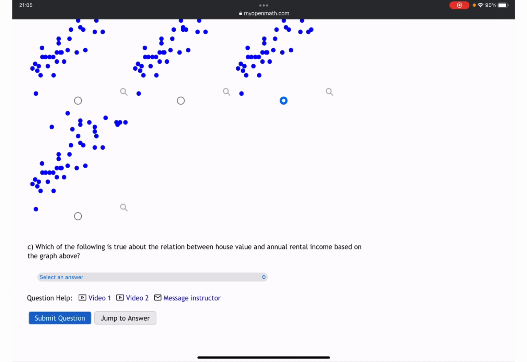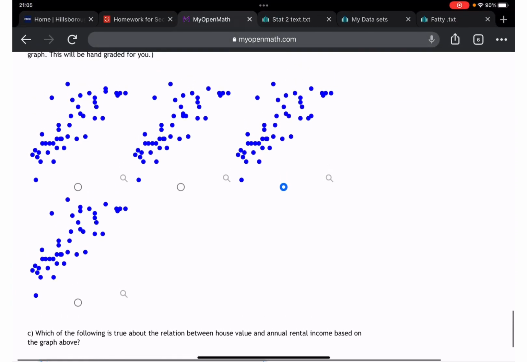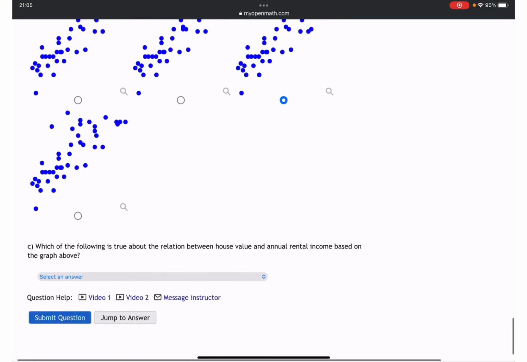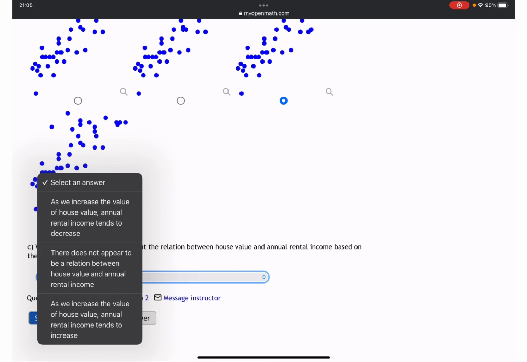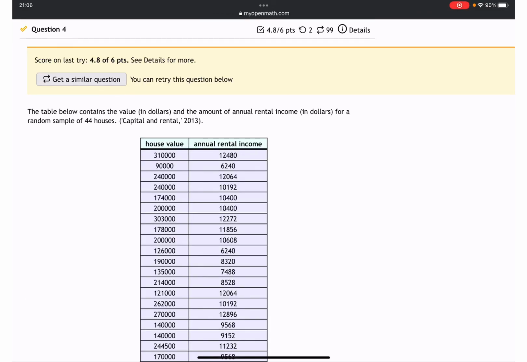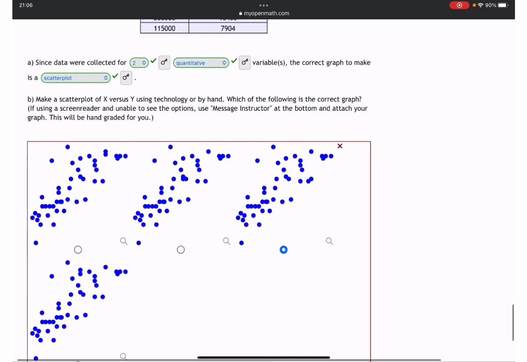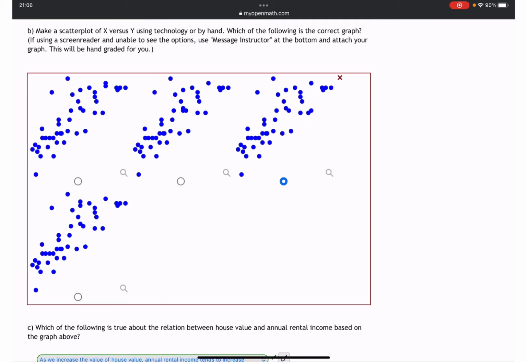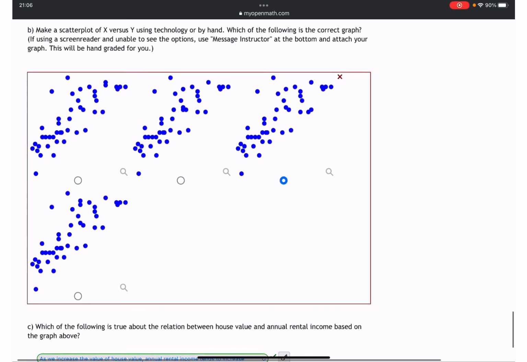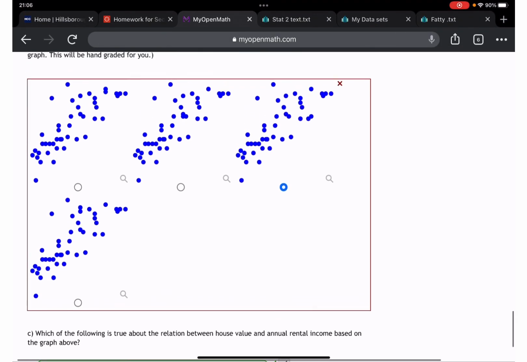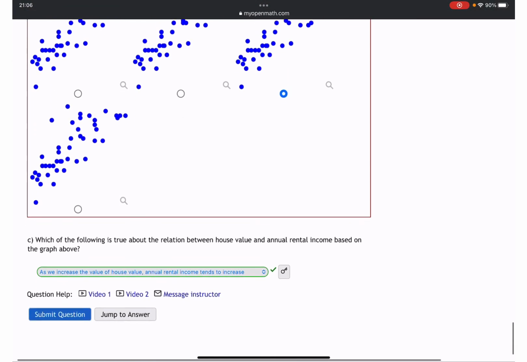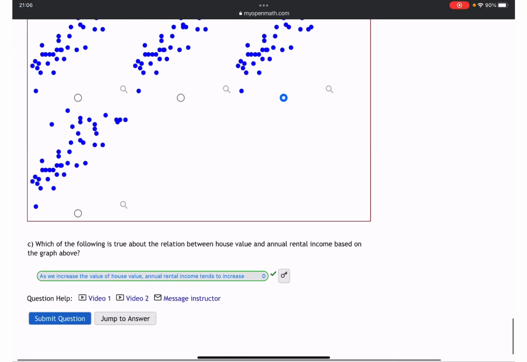So you know how to build the scatter plot already. But the thing is, all four are increasing, which means if you increase one, it's gonna increase the other one. As we increase the value of house, the annual rental income is gonna increase. Where is it? Okay. Let's see. I am curious. It was wrong. Which one was correct? Wondering. Yeah, it's not gonna show, whatever. Then you have to build it and you can see. And that's it, I'm done.